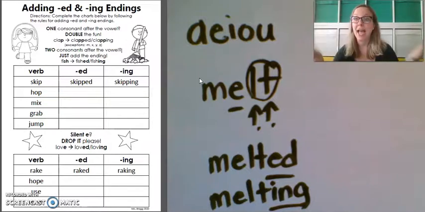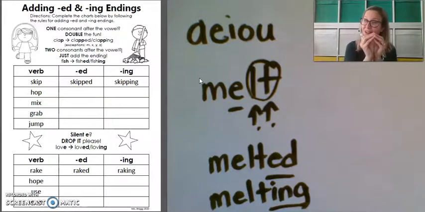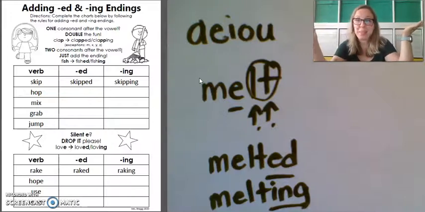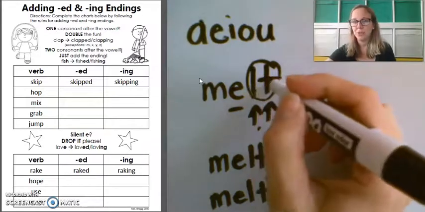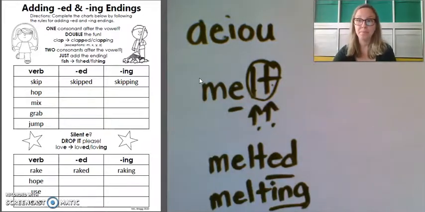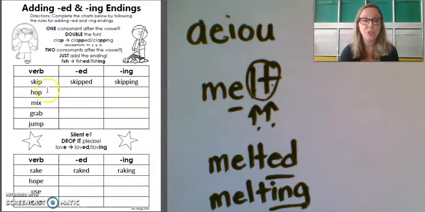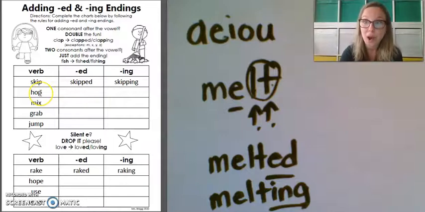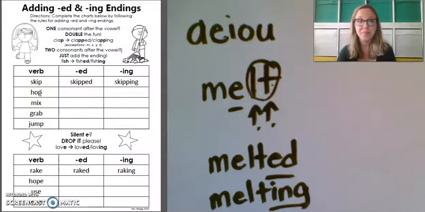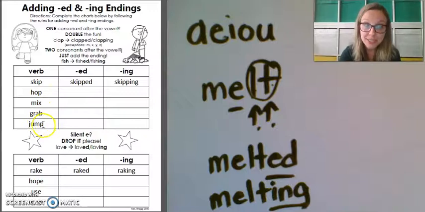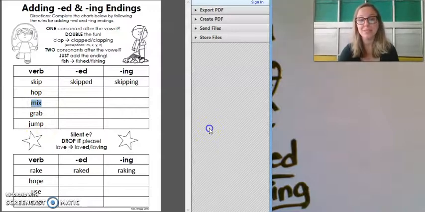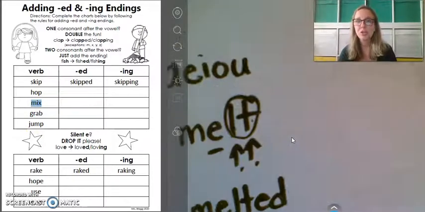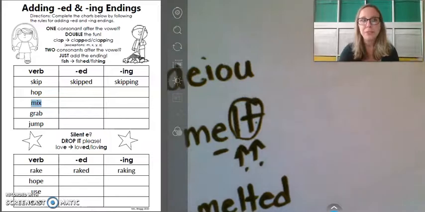I don't double anything. So if it's 1 and it's all alone, we double the fun. But if it's 2 consonants, even if they're not the same consonant, just 2 consonants, 1, 2, we just add our ending. Okay? So you are going to go through this chart and look at each of the words. Vowel, if there's 1 consonant, double the fun. If there are 2 consonants, just add your endings. And look out for those exceptions. I put some exceptions on there just to make sure that you are following the rules and realizing that sometimes there are exceptions.